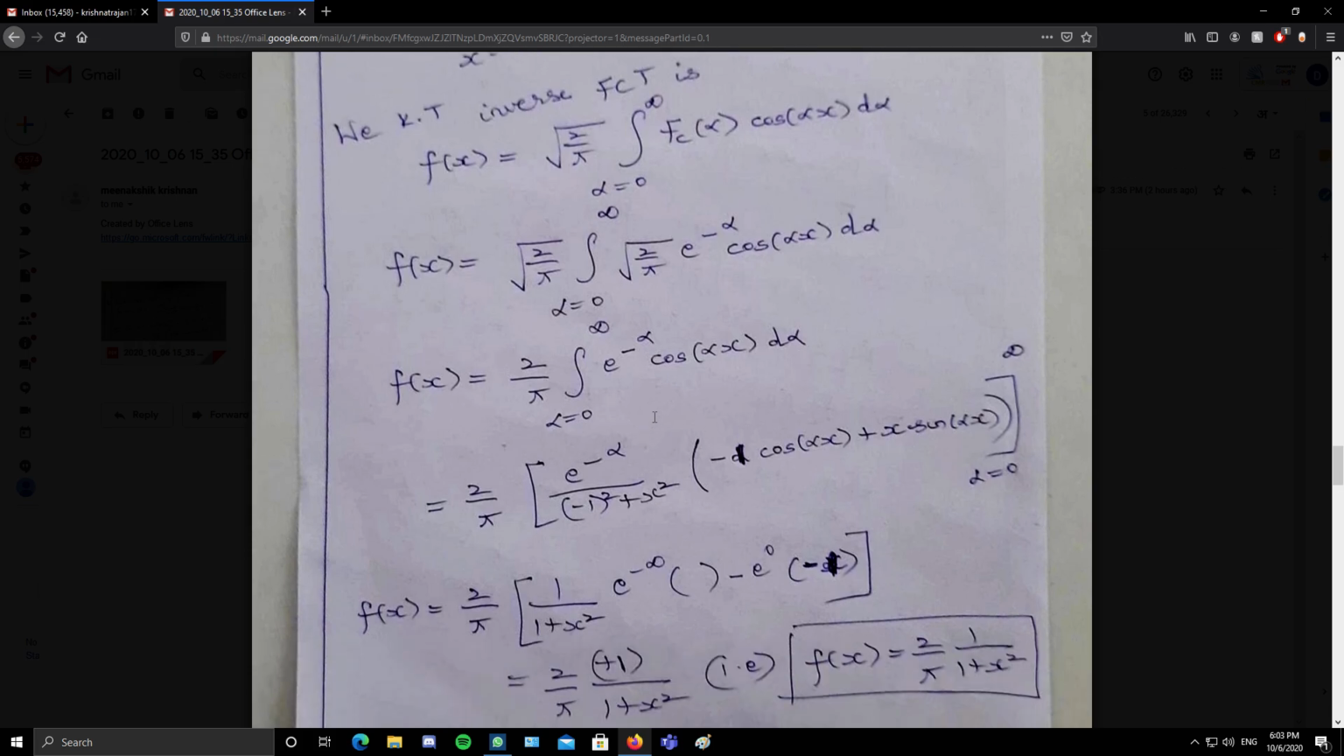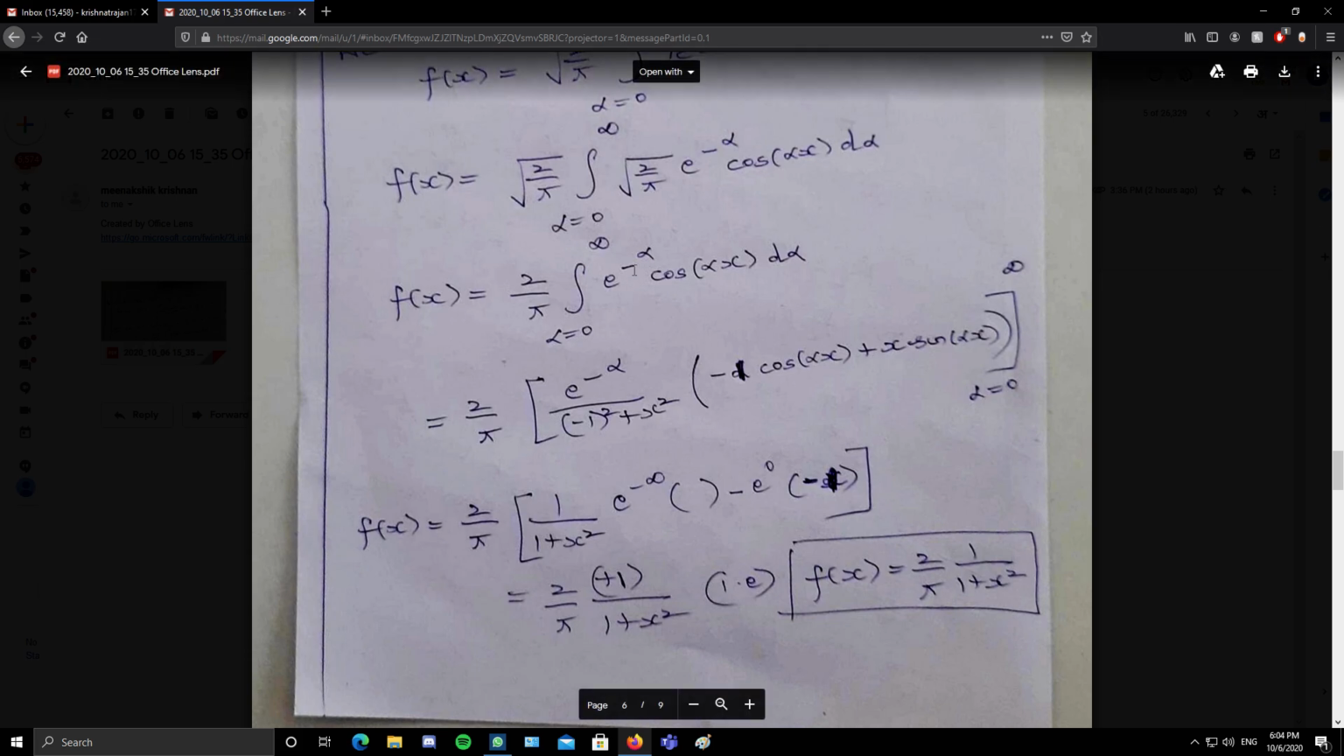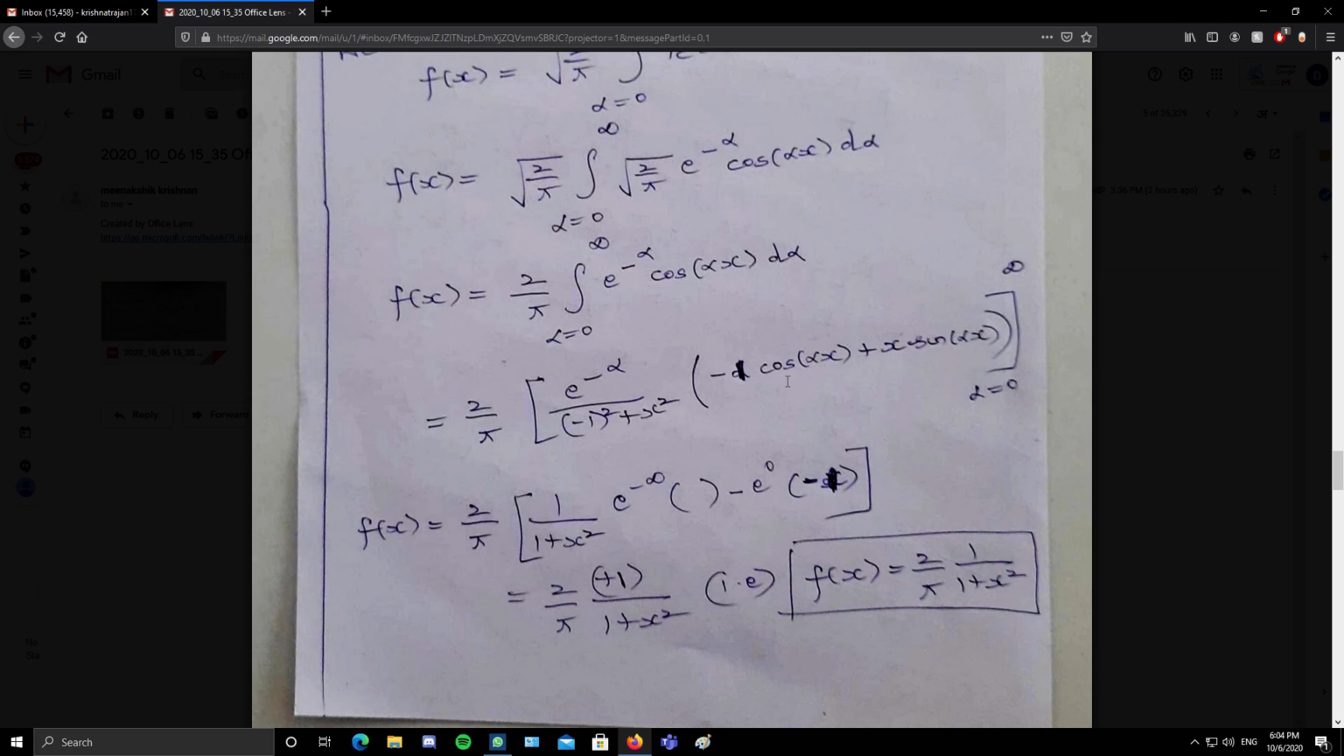Now make use of the formula for integral e power ax cos bx. Here a is minus 1, b is x. So e power minus alpha by minus 1 whole square plus x square, into a cos bx plus b sin bx. What is the integral of e power ax cos bx? It is e power ax by a square plus b square, into a cos bx plus b sin bx. So in place of a you have minus 1, in place of b you have x. Alpha is a variable, minus 1 and x are constants.